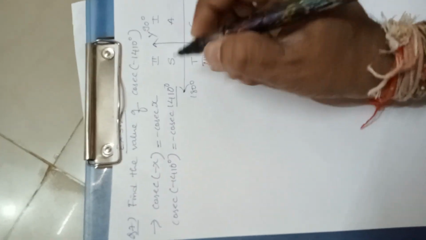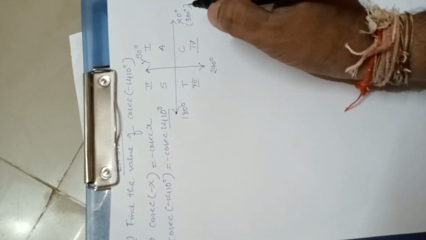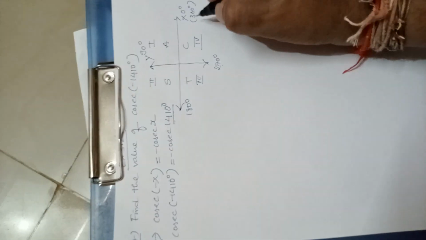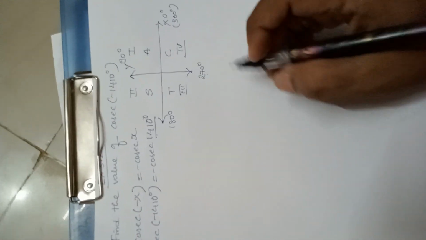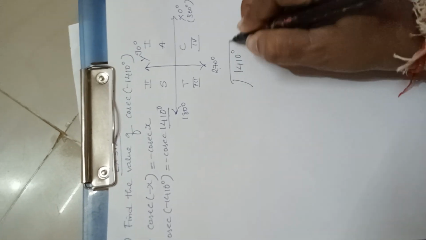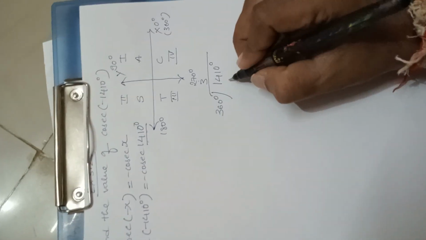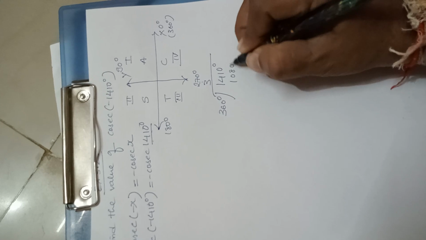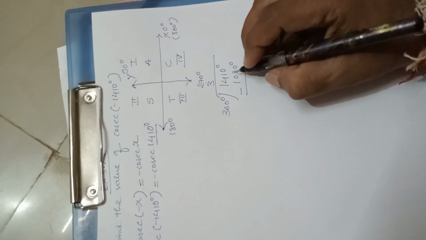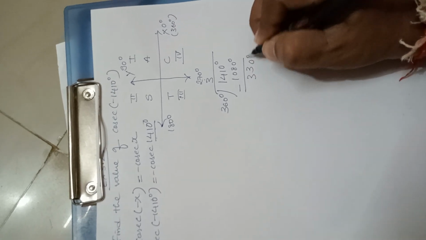Now 1410 degrees is much more than 360 degrees. So how do we express 1410 degrees in terms of 360 degrees should be our next question. For that, we shall divide 1410 degrees by 360 degrees. So 360 into 3 will give us 1080 degrees. If you subtract, this will give you 330 degrees.